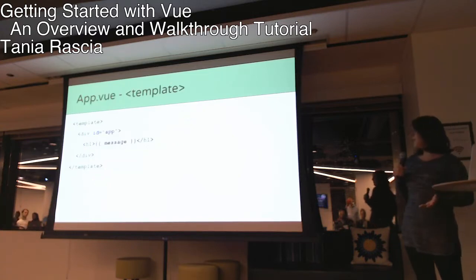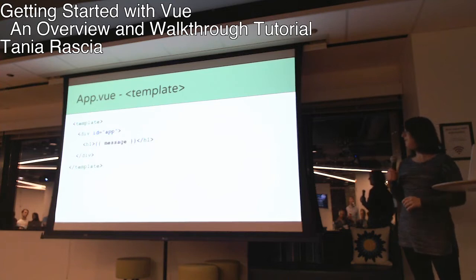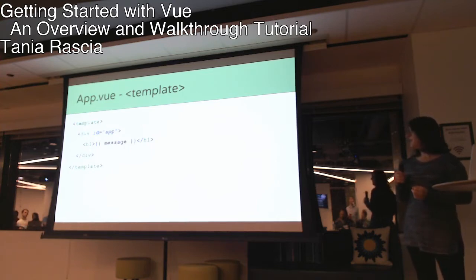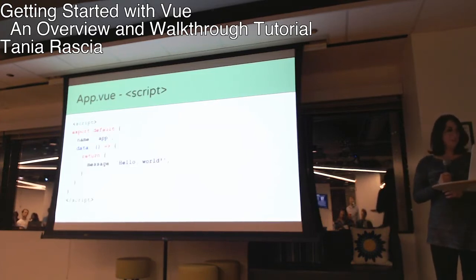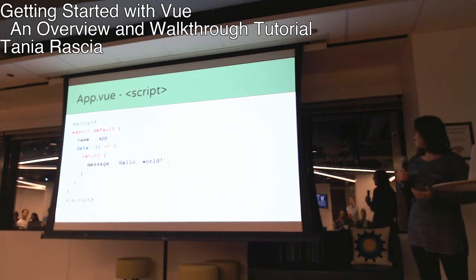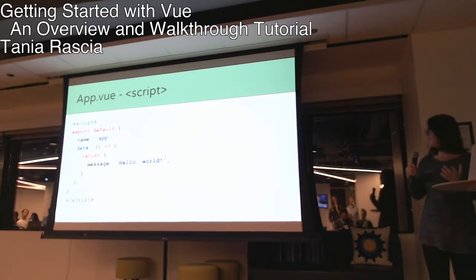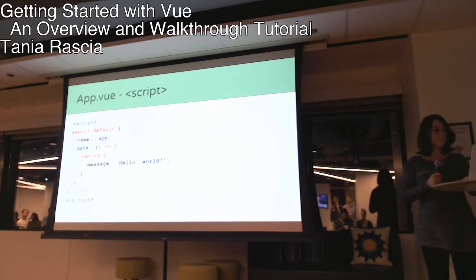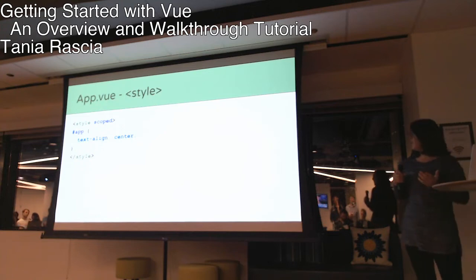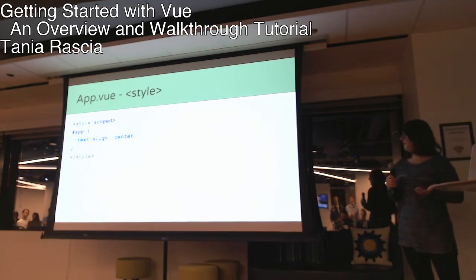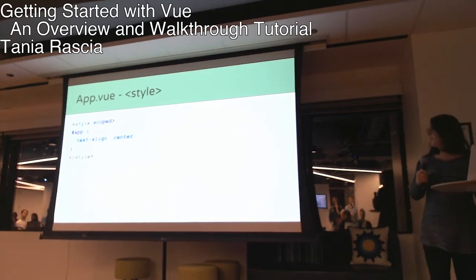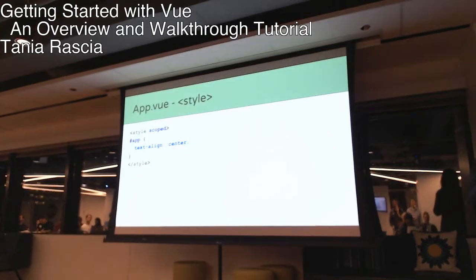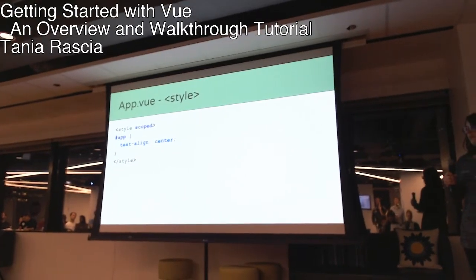So the template part looks just like what we had before. A div with an ID of app. We're rendering some variable, and it's inside of a template. The script looks just like how we rendered the string to that variable message. And that's all we have in there so far, just the name and the message. Style, I'm not really going to go too much into it because either you know CSS or you don't, but just know that you have this scoped option on a style tag. It means if I say text align center in app, it's only going to be there. Any other component is not going to see that.